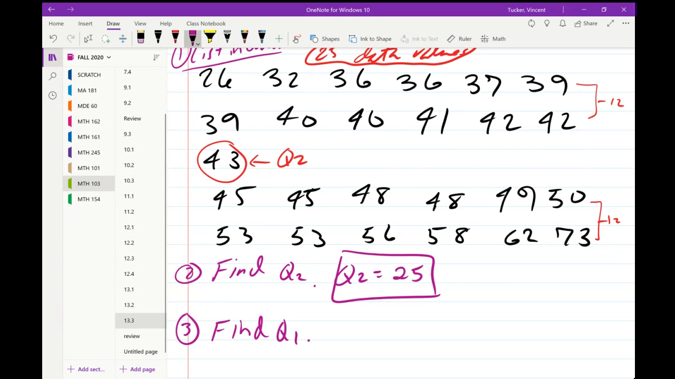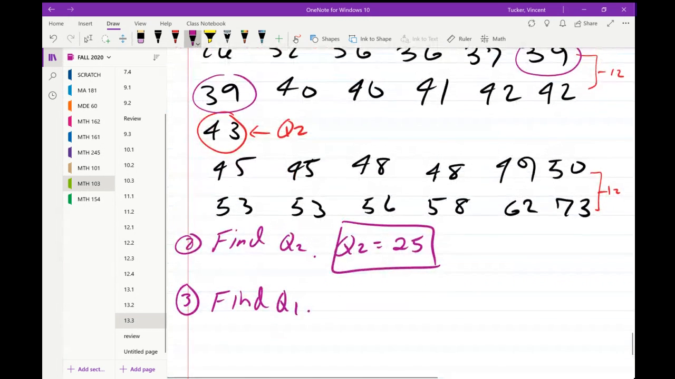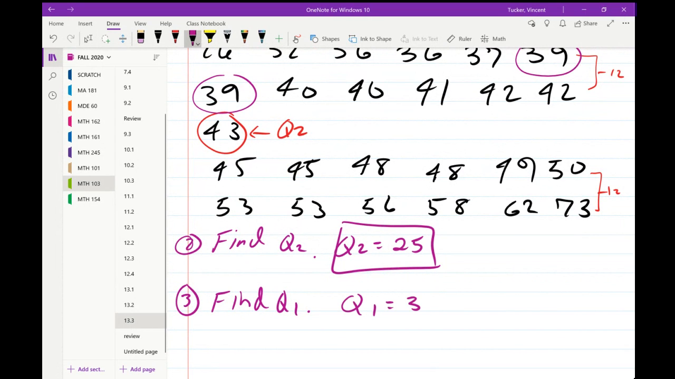Q1. So now in this first half of data, we're trying to find the middle value of the first half of data. Because we have 12 data values, we have an even number of data values in the first half of data. So you take both of your middle values and find the mean. So we have 39 in both cases, and that would end up giving us 39.